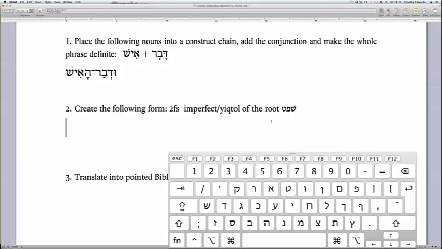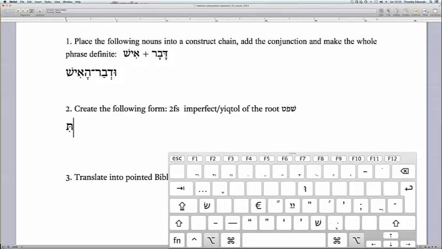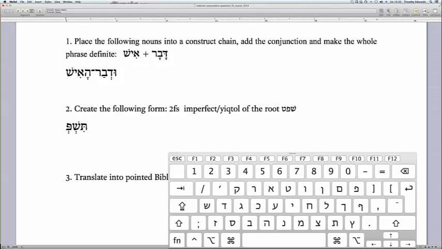And so, with second feminine singular form, we have the tav, and it will be tishpeti. You have the reduction there from the holem that's in the third masculine singular form, and it's tishpeti, second feminine singular form.